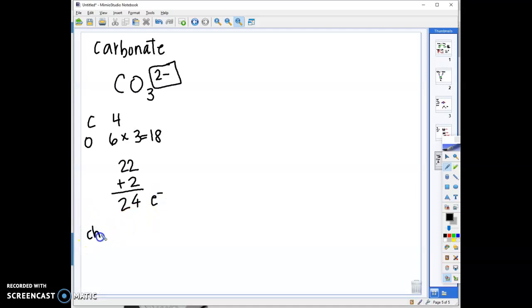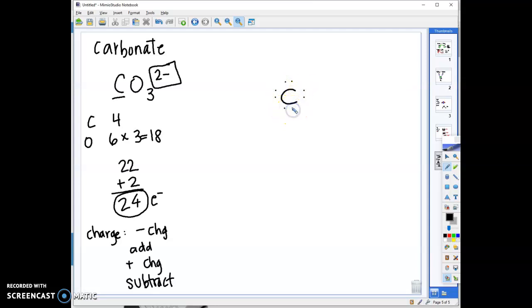Just a little note: if you're dealing with one of these polyatomic ions, and it's a negative charge, you add. If it's a positive charge, you subtract, whatever the charge is. Okay, so I need to build a structure that has 24 electrons. Carbon is always going to be my central atom, so I'm going to start with carbon, and I'm going to make it happy.